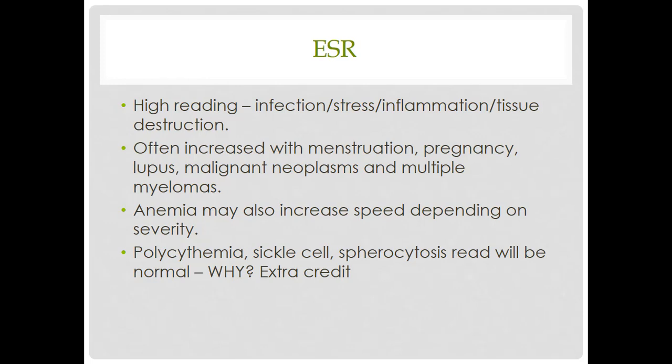Polycythemia, sickle cell, and spherocytosis readings will be normal on an ESR. So if you have sickle cell anemia, polycythemia, or spherocytosis, and nothing else going on, your ESR reading will be normal. I will give you extra credit if you give me a piece of paper explaining why each of these would show a normal ESR rate. Just explain what the disease is and why it would show as a normal reading between 0 and 20 on an ESR.